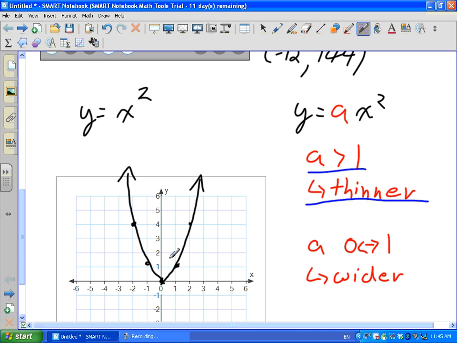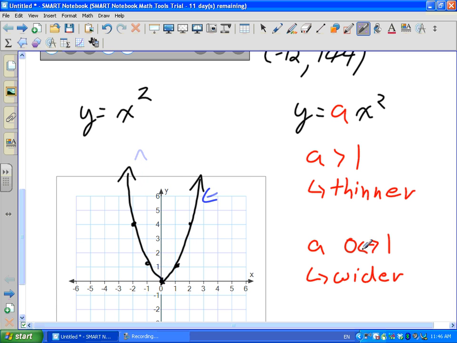So what that means is some value greater than 1, let's say we have 5, 6, 7, doesn't really matter. This is just an example. Our parabola is going to look more like this. Vertex still at the origin, but it's going to be thinner than our original, which is in black. Okay? It is a thinner parabola.